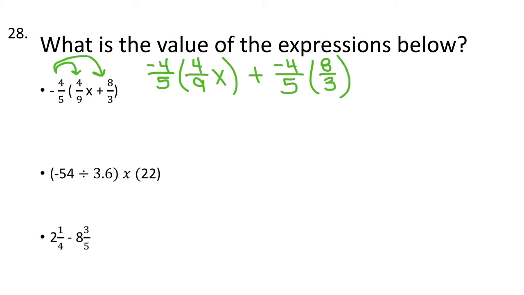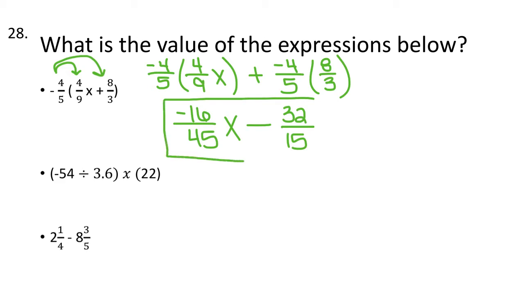Now we're going to do our multiplication separately. We'll start with negative 4/5 times 4/9. Negative 4 times 4 is negative 16 over 5 times 9 is 45. And it's going to keep the x. And now on the other side, we have a negative times a positive, which is going to be a negative. 4 times 8 is 32. And 5 times 3 is 15. So I end up with negative 16 over 45x minus 32 over 15.